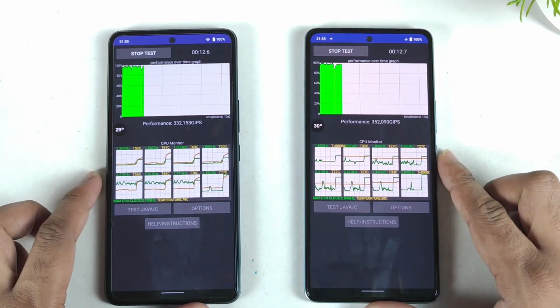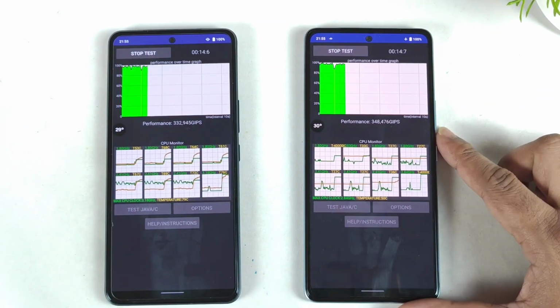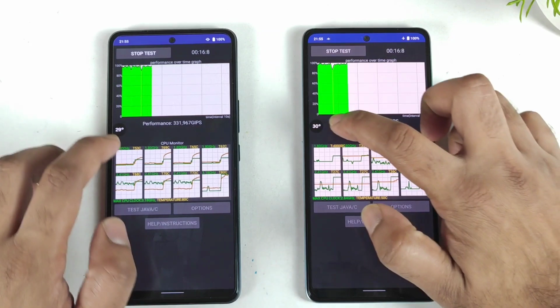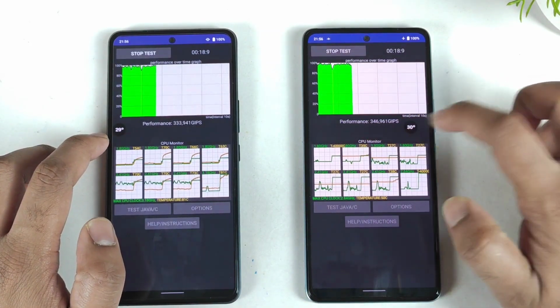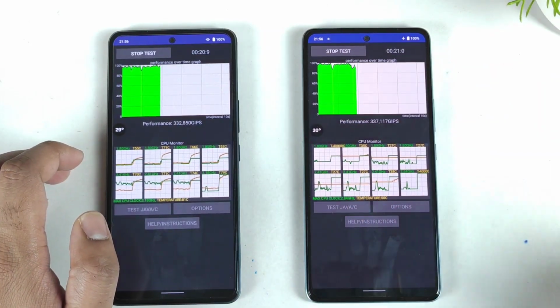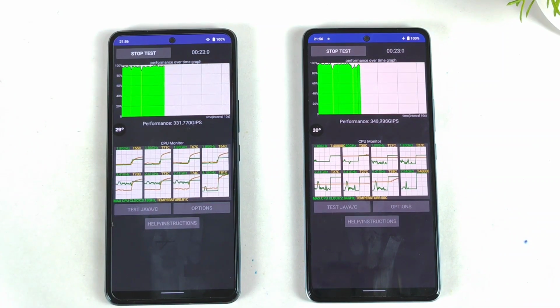Right now try to observe exactly what's going to happen with the throttling of both phones. Try to point out the temperature readings as well, what's happening with them and how they are increasing. Again, I'll be back exactly after 5 minutes.